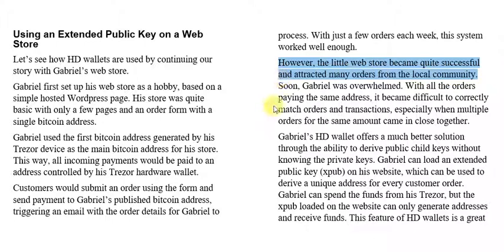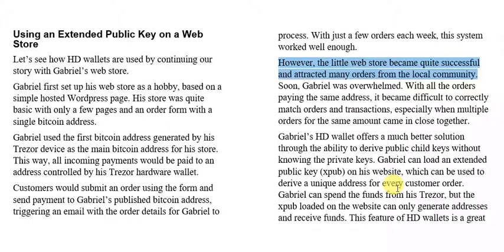Soon, Gabriel was overwhelmed. With all the orders paying the same address, it became difficult to correctly match orders and transactions, especially when multiple orders for the same amount came in close together. Gabriel's HD wallet offers a much better solution through the ability to derive public child keys without knowing the private keys. Gabriel can load an extended public key, SPUB, on his website, which can be used to derive a unique address for every customer order.